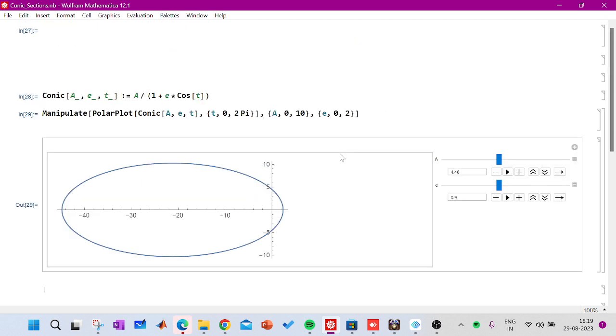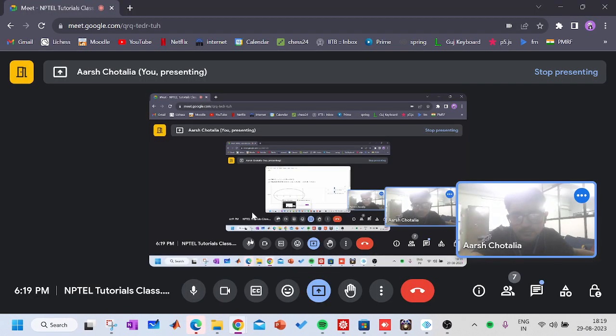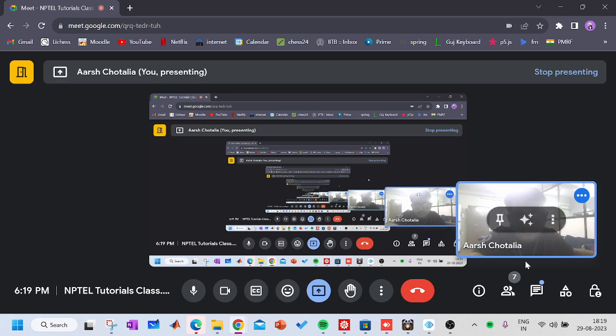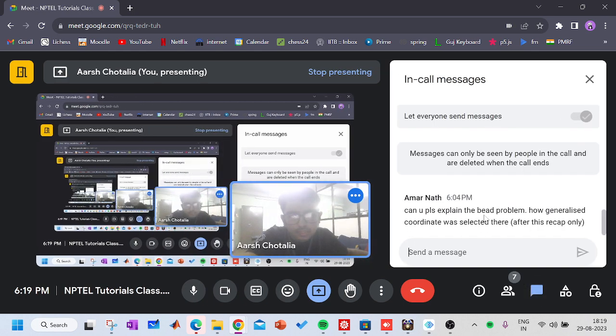Okay. So any questions so far? Can you please explain the bead problem, how generalized coordinate was selected there after this recap? Okay, let's solve some questions first, and after that we can come back to this. I'm not sure exactly which problem you are referring to, but we'll discuss that later. Thanks.